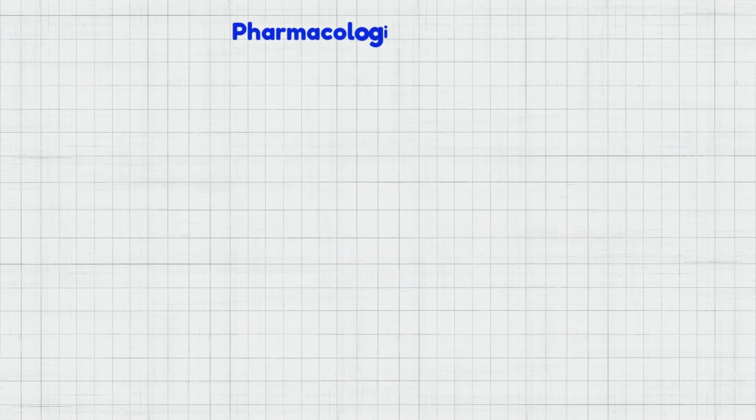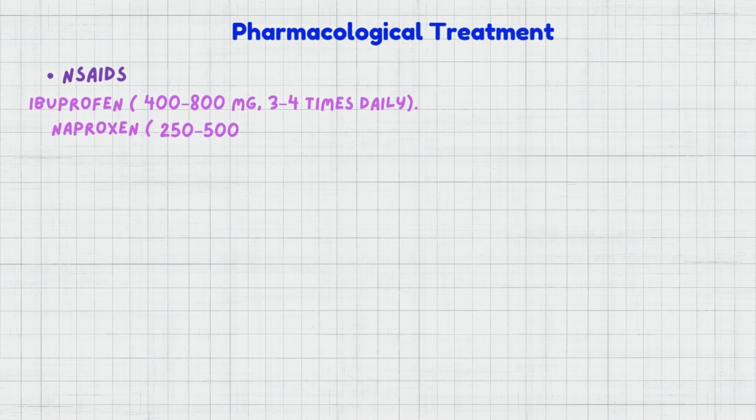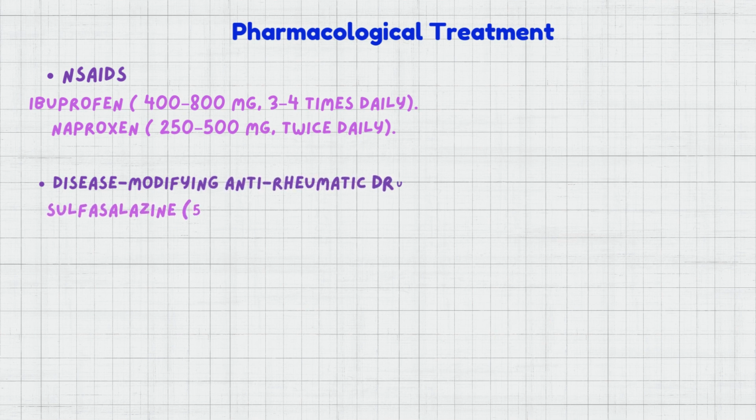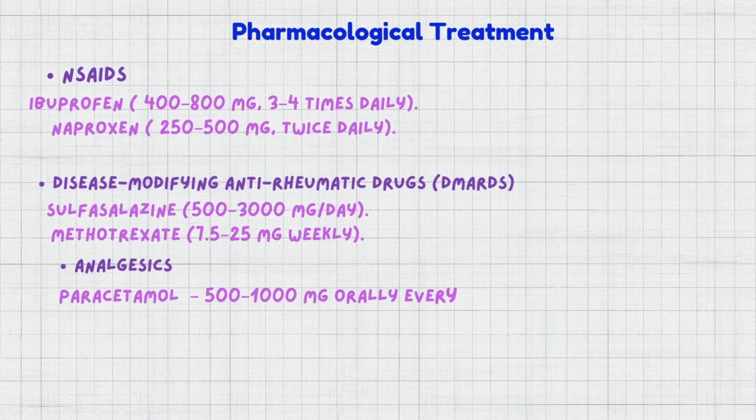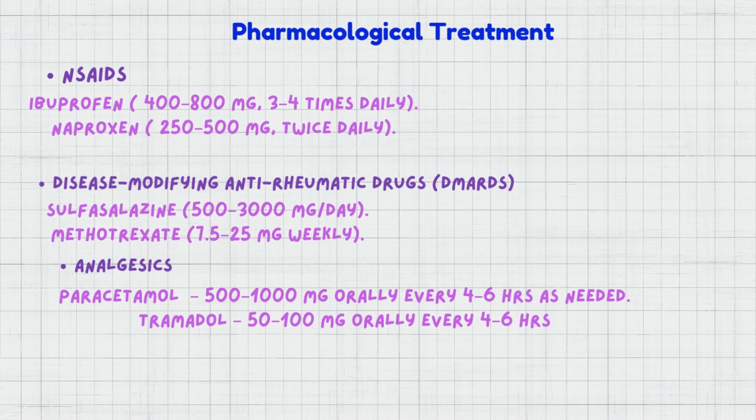Treatment for spondylitis includes NSAIDs like ibuprofen 400 to 800 mg, 3 to 4 times daily, and naproxen 250 to 500 mg, twice daily. DMARDs: sulfasalazine 500 to 3000 mg per day, methotrexate 7.5 to 25 mg weekly. Analgesics: paracetamol 500 to 1000 mg orally every 4 to 6 hours as needed. Tramadol 50 to 100 mg orally every 4 to 6 hours.